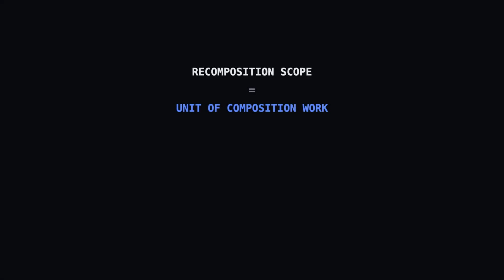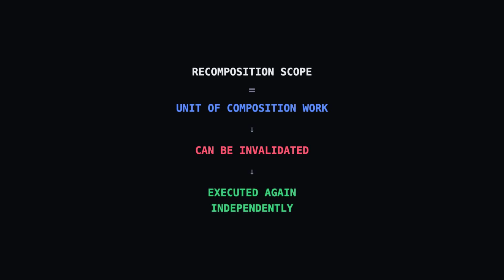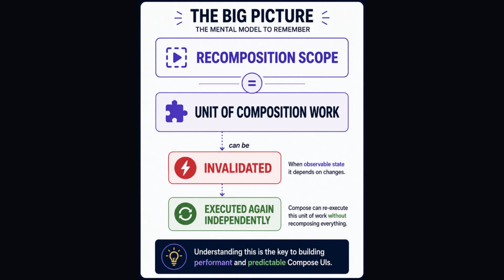That's exactly right. So to bring it all home, let's cement this mental model one last time for you. A recomposition scope is a unit of composition work that Compose can invalidate and later execute again independently when observable state it depends on changes. Beautiful. When you deeply understand that, targeted recomposition stops feeling like a black box. It's simply Compose returning to known restart points using those anchors and restart blocks.